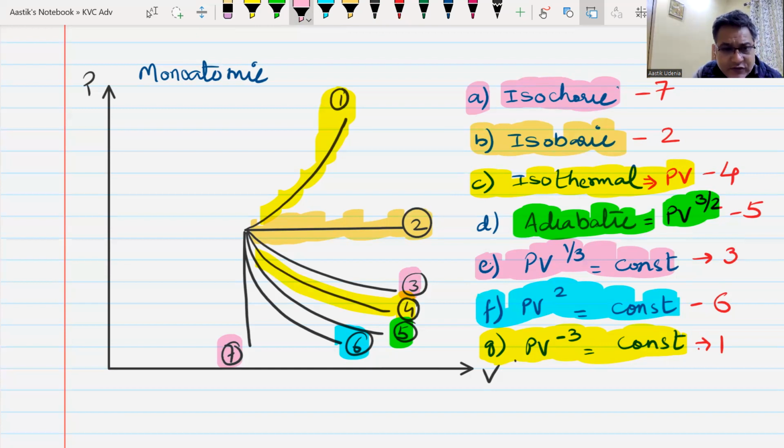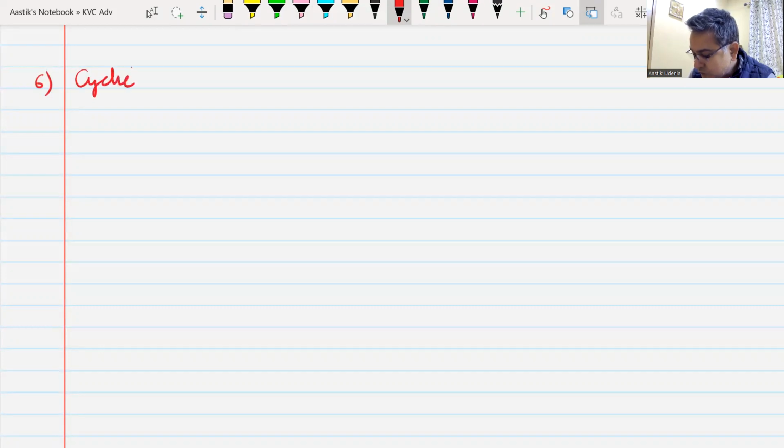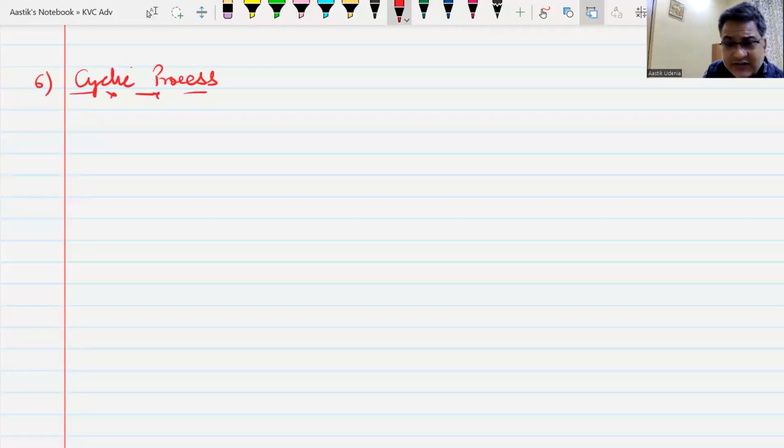The next process, we have already seen it, but we will again have a look and see a couple of examples on that. It's a cyclic process. You can write the next heading, cyclic process. Now the cyclic process may not be a single process. This will be a series of processes. You will start from one point and you will end on the same point. Do we understand this?